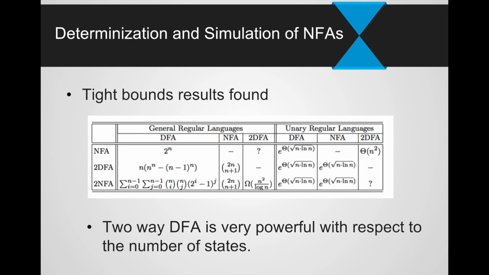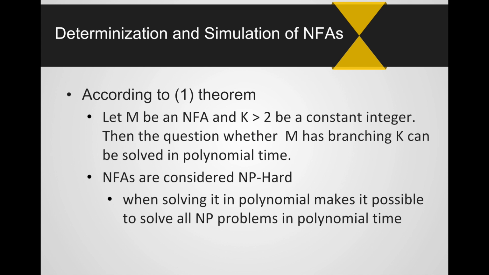So here is a table that shows us the results found, and you can see that to convert an NFA to a DFA, it can take you 2 to the n complexity to convert that, and you can also see that to do the same conversion from 2-way DFA to an NFA, it gives you a certain time. Basically, the result states that two-way DFAs are very powerful with respect to the number of states, because they produce fewer states. So there is a theorem.